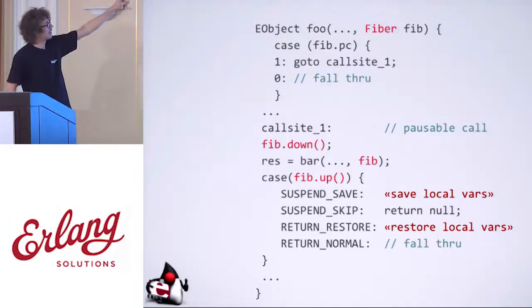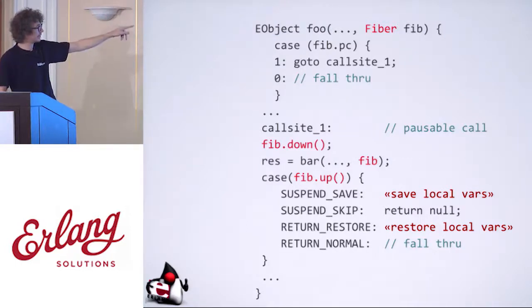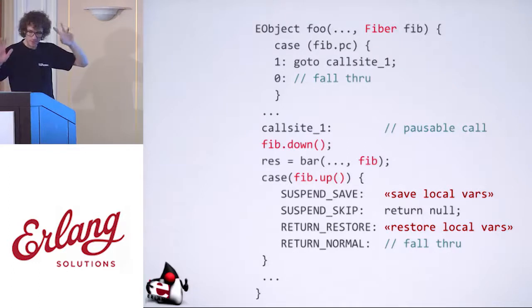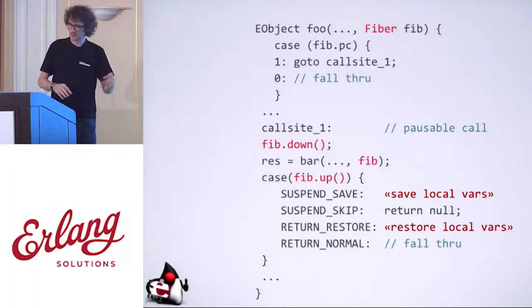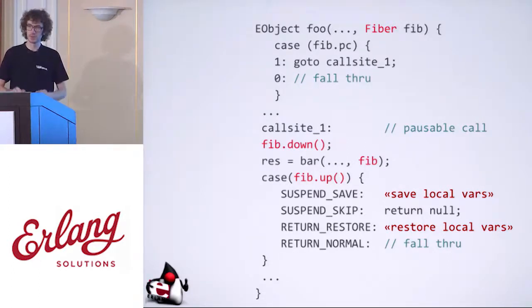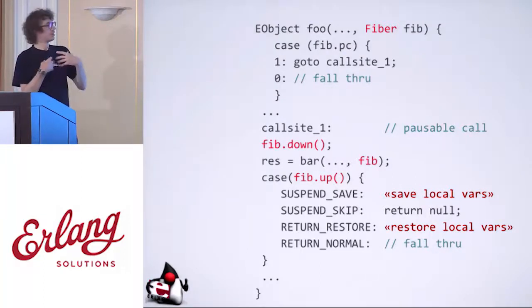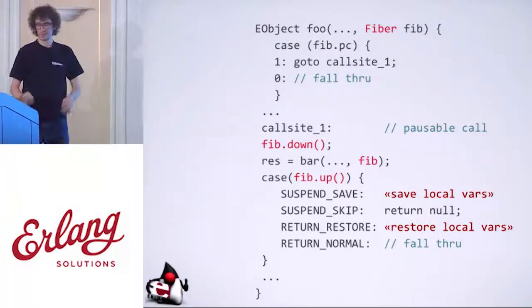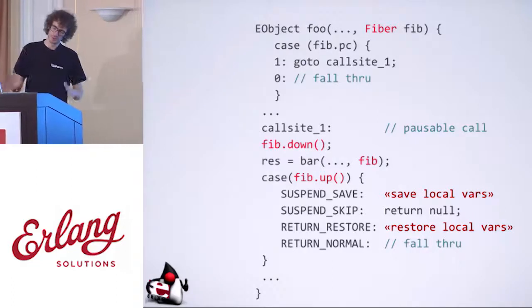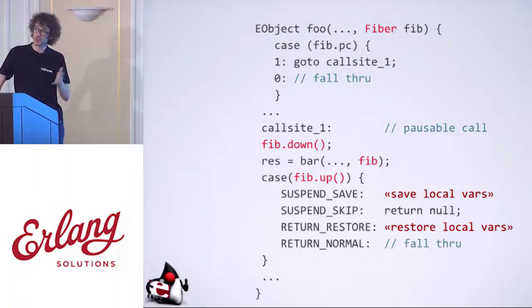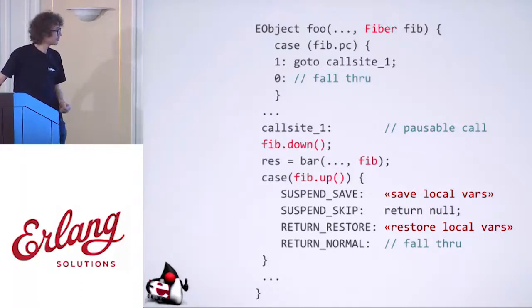So it could be that the logical program counter was 1. That means we're actually inside this call site 1. So we need to jump down there, do some housekeeping with the current stack frames. That's the down and up function calls that do the housekeeping. And then we call bar with this special fiber abstraction, which is equivalent to this process, lightweight process. And then whenever you return, there's four different ways to return.